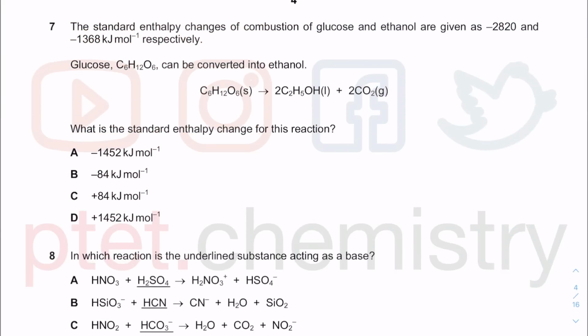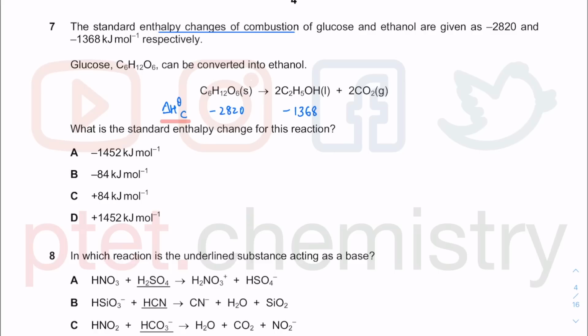Question 7, this is about Hess cycle. So you have this conversion from glucose into ethanol and carbon dioxide. This is actually fermentation, but you're given the enthalpy change of combustion. So if I just put in the label, because labels are very important, you have enthalpy of combustion. For the glucose is minus 2820 kilojoule per mole. For the ethanol is minus 1368 kilojoule per mole.